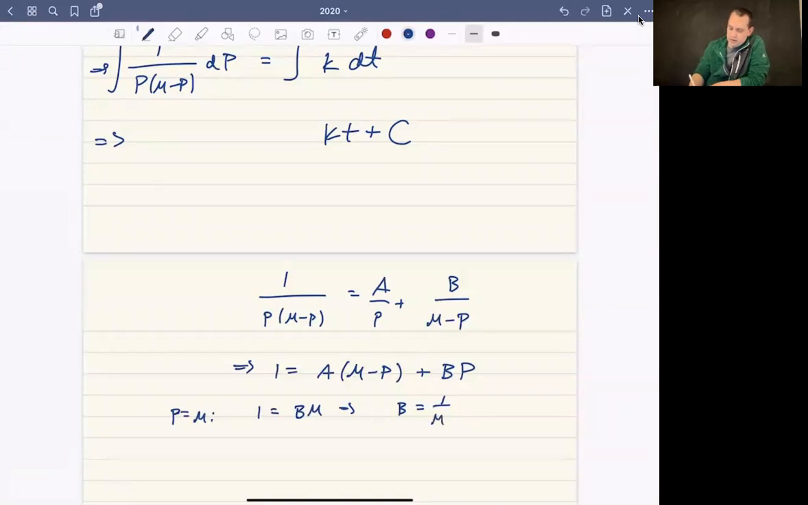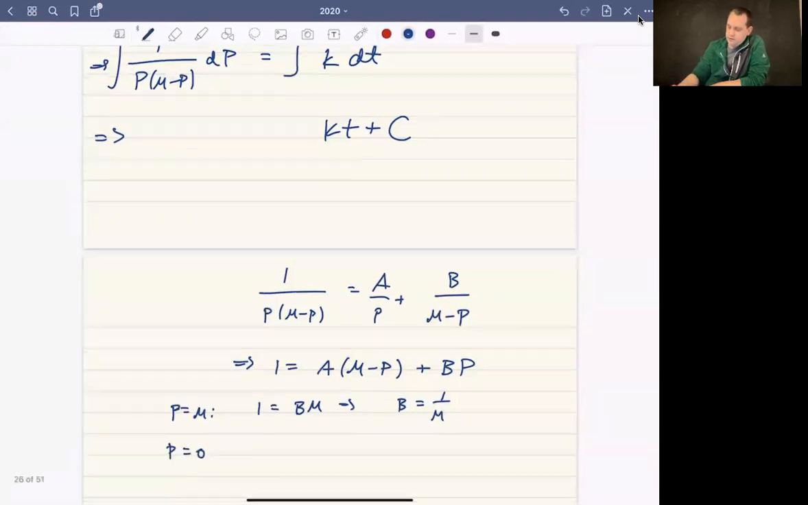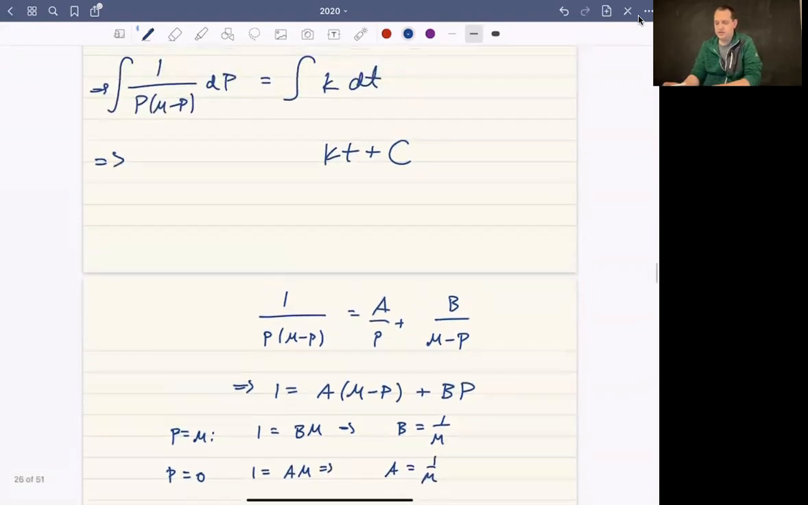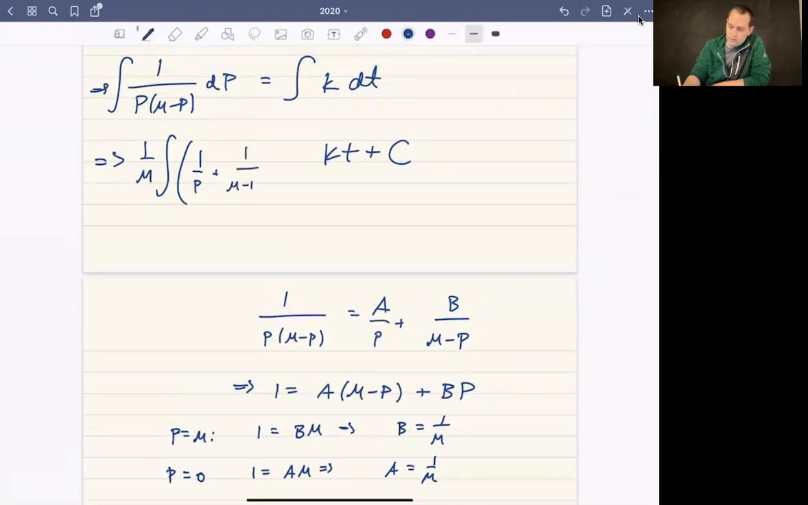And if P is equal to 0, then that means that 1 is going to be equal to AM, which means that A is also going to be 1 over M. And so this tells us that this is going to be 1 over M times the integral of 1 over P plus 1 over M minus P. Okay, so that's how this differential equation is going to start.